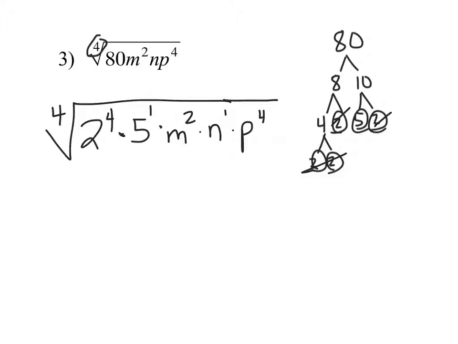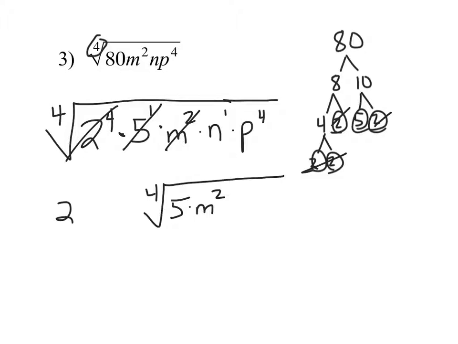Okay, so the process again is the same thing. Anything with a fourth power is going to be outside the root. Anything without a fourth power is going to stay on the inside of the root. So 2 to the fourth has a fourth power, it goes on the outside. 5 to the first does not have a fourth power, it stays inside. M to the second does not have a fourth power, so it's going to stay on the inside. N to the first does not have a fourth power, it's going to stay on the inside. And then p to the fourth has a fourth power, so it's going to move to the outside.